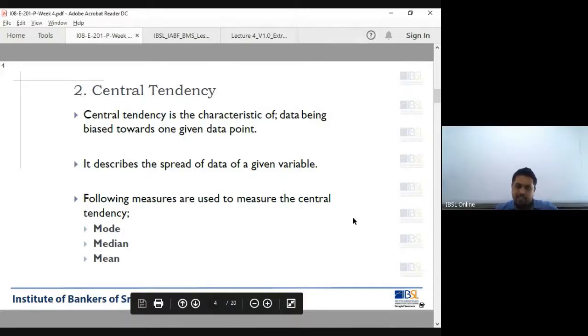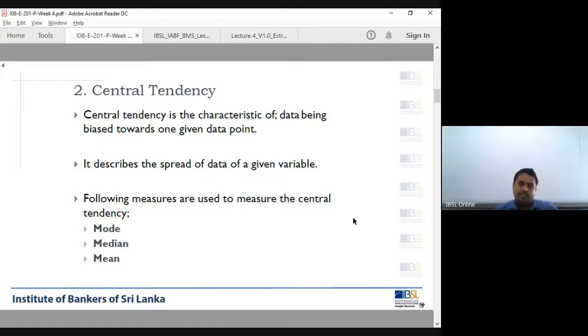In broad terms, mode means the highest frequency of occurrence in a given data set. In my 50 students example, let's say around 30 students are coming close to 45 kilograms. That's the mode. Why? Because I'm talking about 50. From a total of 50, approximately 30 is coming to a closer value of 45 kilograms. That gives me an understanding that must be the highest occurrence in my given data set.